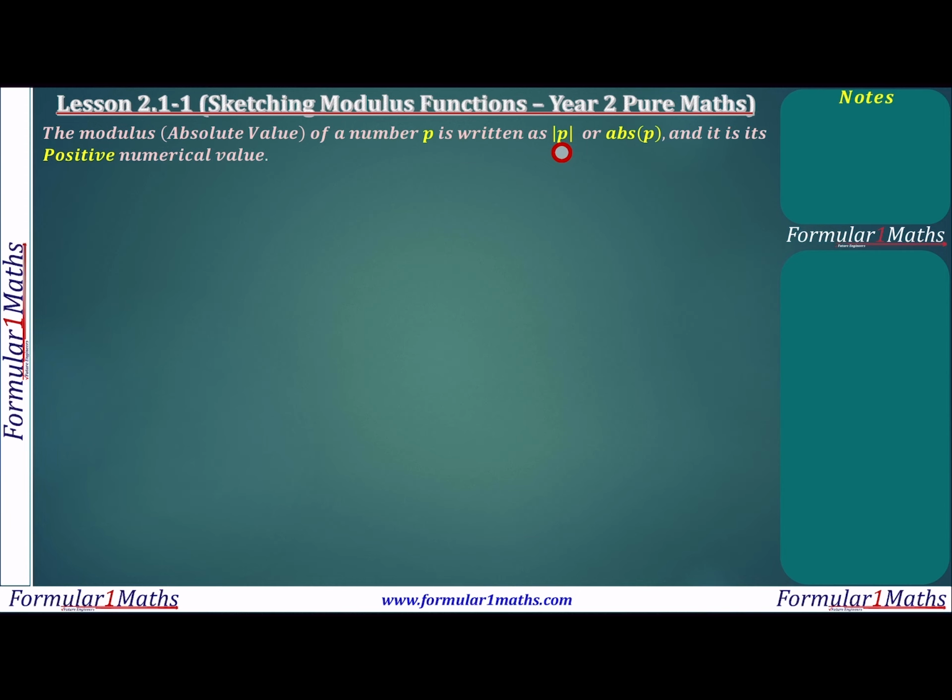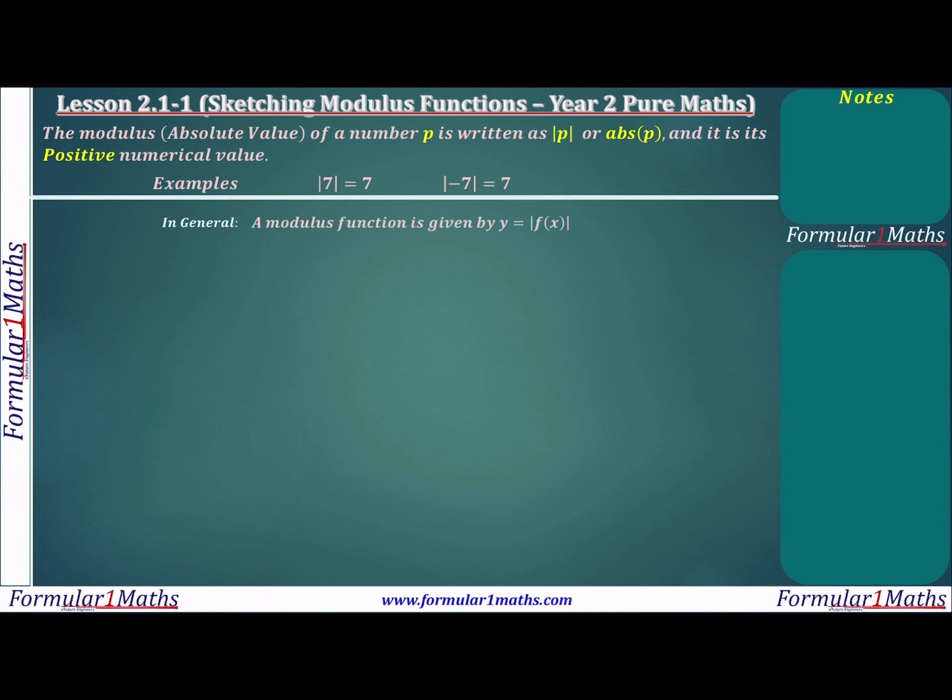So let's see some examples. The modulus of 7 is going to be 7, and the modulus of minus 7 is 7. And that's exactly what happens when you put a negative number into the modulus symbol. So whatever goes into this symbol comes out as positive. In general, a modulus function is given by y equals the modulus of f of x.